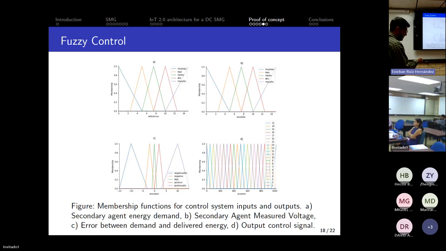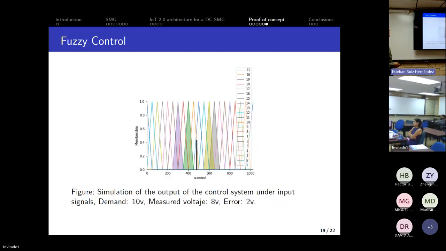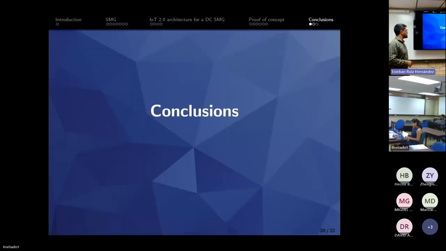at the lowest level. So these are the membership functions for the fuzzy control, for inputs and outputs. This is very simple, and the output of this. We are working on a fuzzy control complex that takes into account these rules.